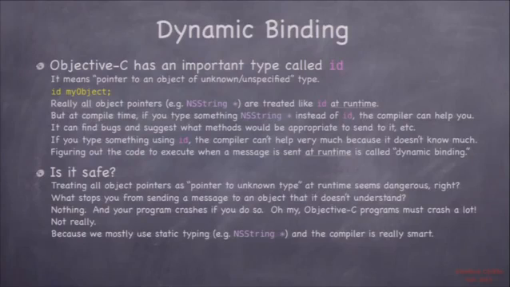Now, NSString star is exactly the same as using ID, except that the compiler, while it's compiling your code, knows that you at least intend that that pointer points to a string. So if you try to send a non-string message to that pointer, it's going to complain. It's going to give you warnings. And so when you compile your Objective-C programs, they should always have no warnings. And then you can be pretty sure that you're not going to have this problem where you send a message to an object at runtime and it doesn't understand it and it crashes. So that's the number one way.